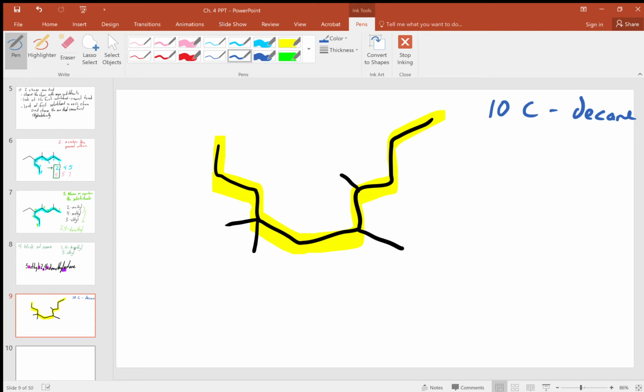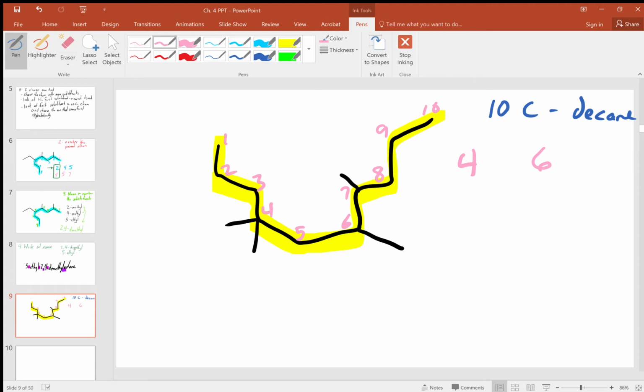Now, which way do we number this? As before, we've got two choices. So using this direction, these pink numbers, the first substituent we can see is on carbon 4. Now, where is the second substituent? So very commonly students will say 6. And it turns out that's not correct here.